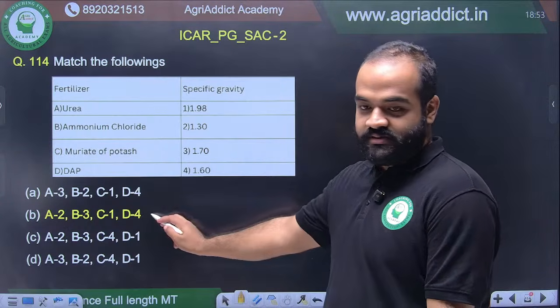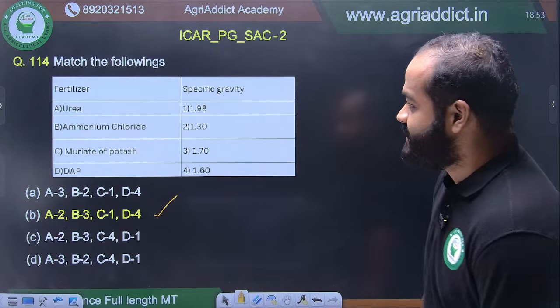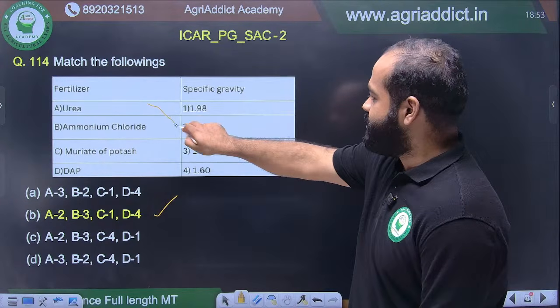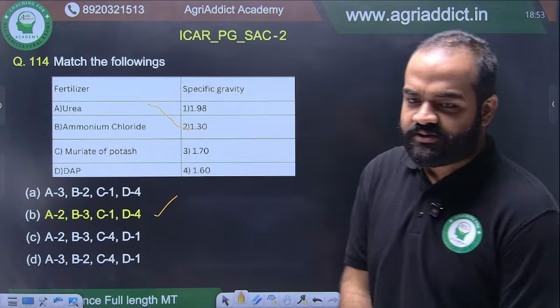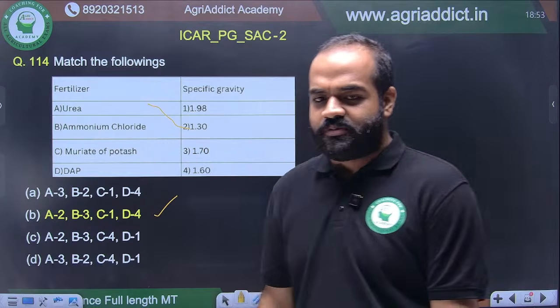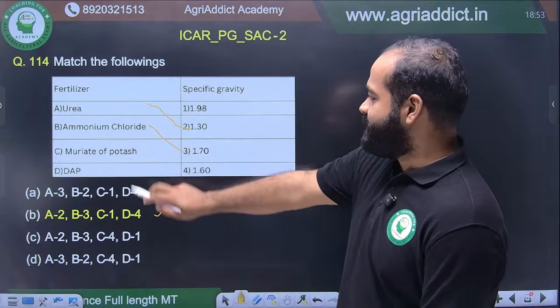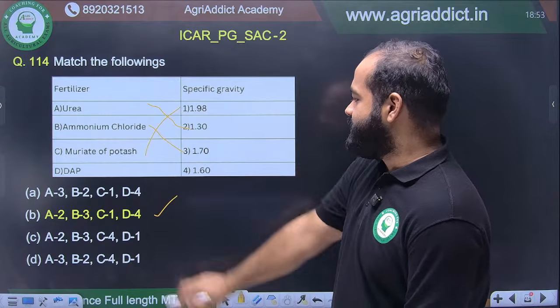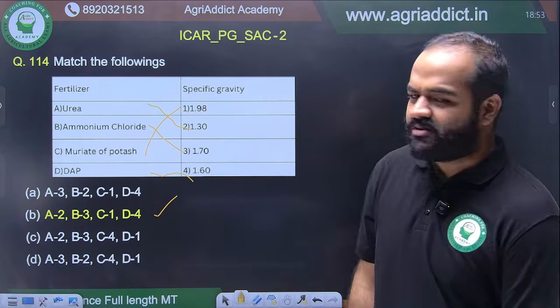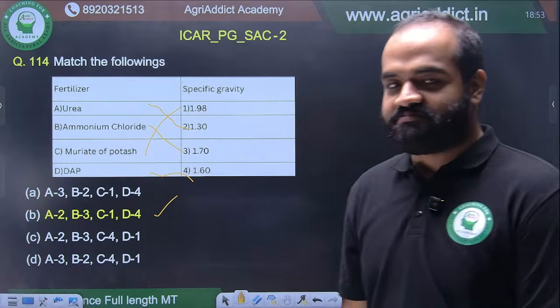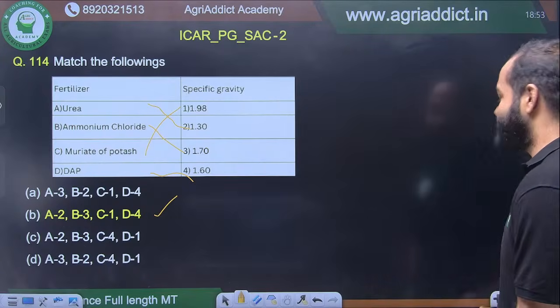Yes, Saman, you are perfectly correct. So urea is 1.30, not exactly 1.30. If you check the books, it is around 1.3. Then ammonium chloride is 1.7, muriate of potash is 1.98 and DAP is 1.60. This is not a good question, but what to do, if it comes we have to do it.